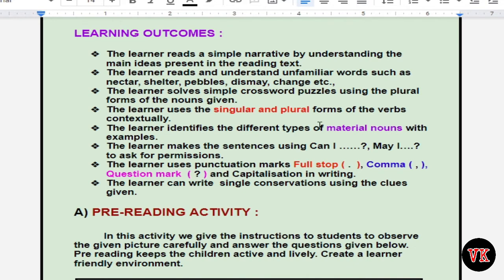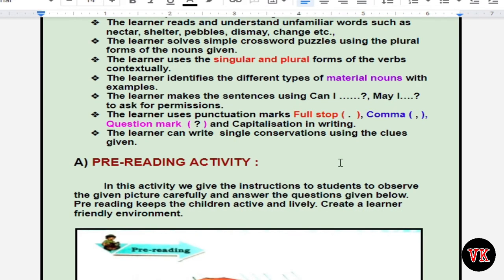The learner uses the singular and plural forms of the verbs contextually. The learner identifies the different types of material nouns with examples. The learner makes the sentences using can I, may I, to ask for permission. The learner uses punctuation marks, full stop, comma, question mark, and capitalization in writing. The learner can write single conversation using the clues given.